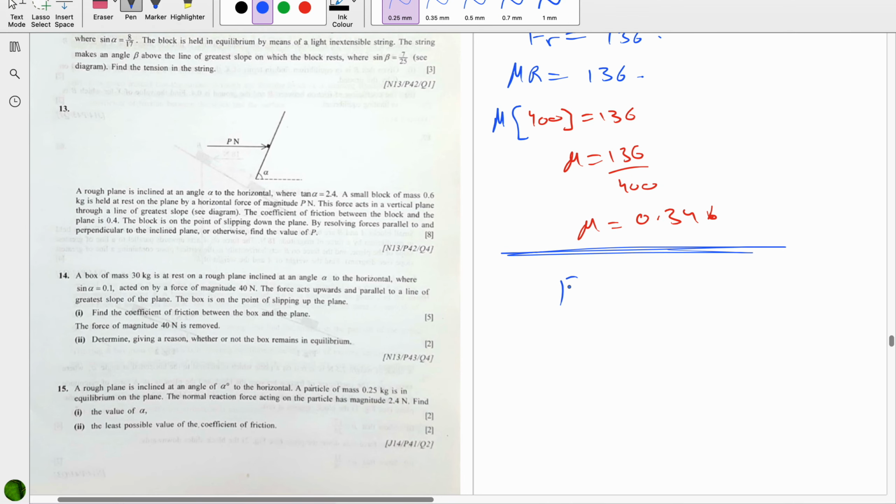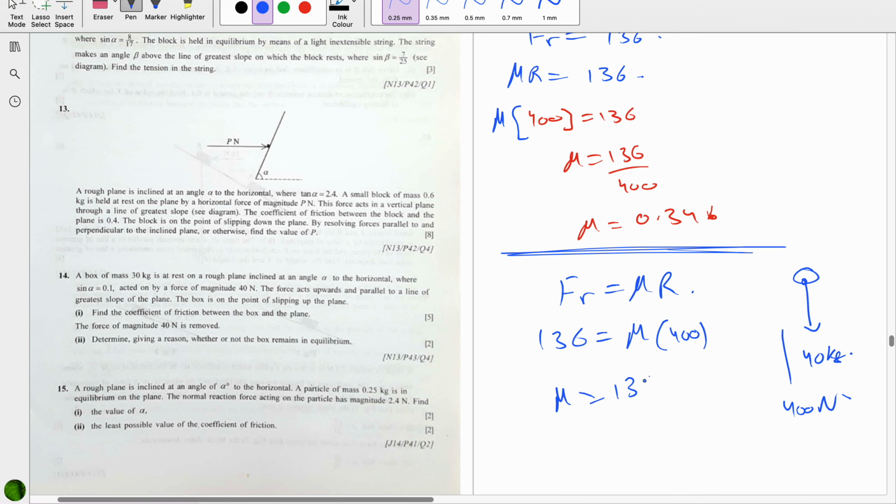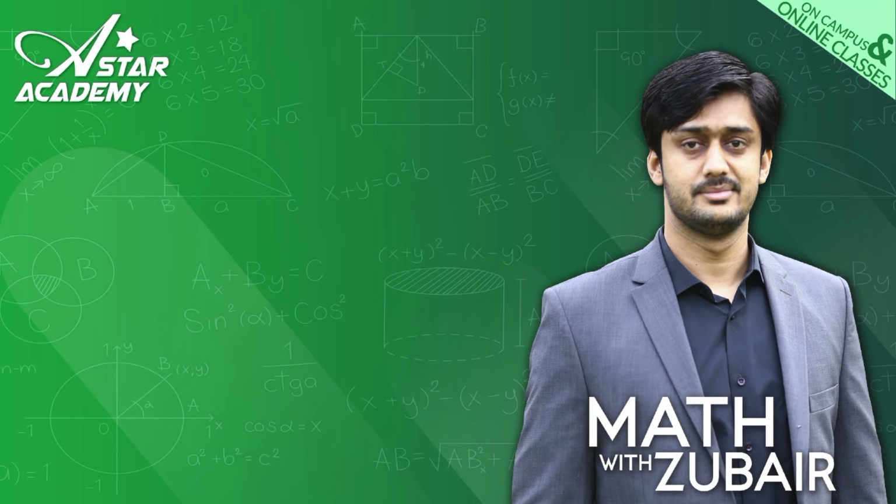So we could have directly done friction is equal to mu R, and net force is equal to friction, because there is no acceleration. Mu and R would directly correlate to the given mass, which is 400 newtons. So you just replace it with 400. Mu is equal to 136 by 400, 0.34.